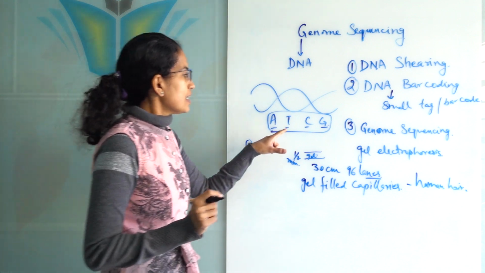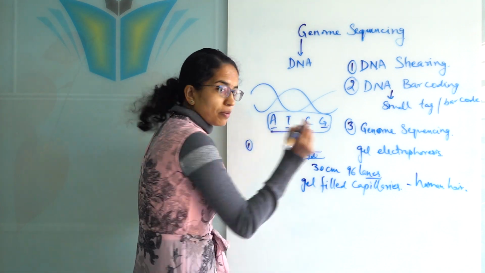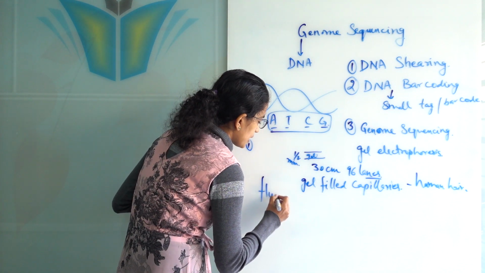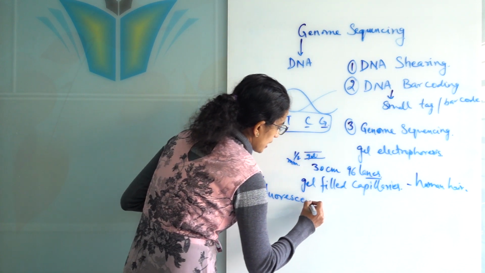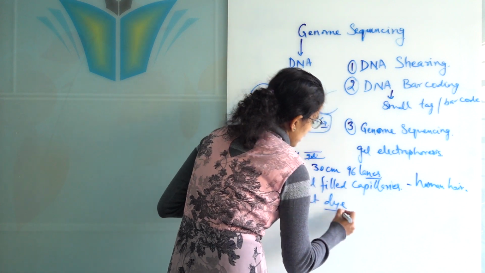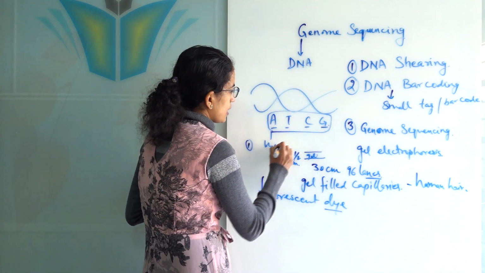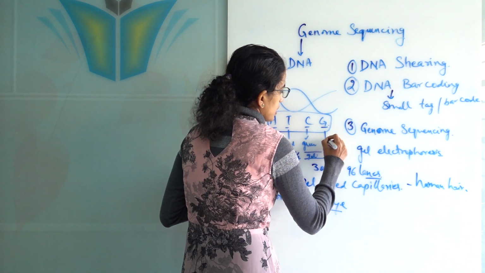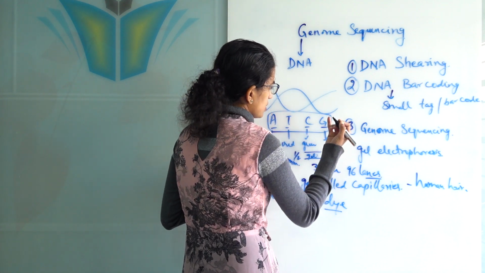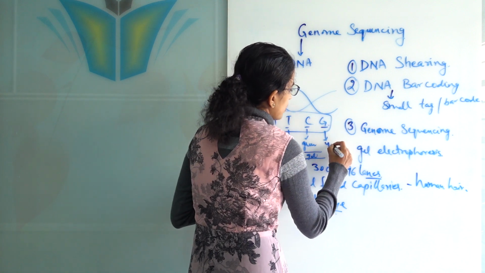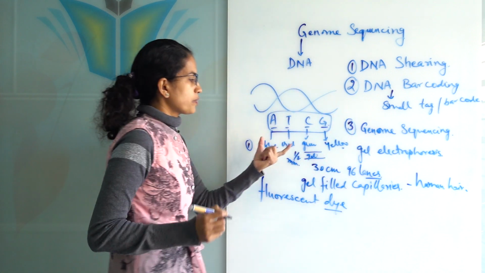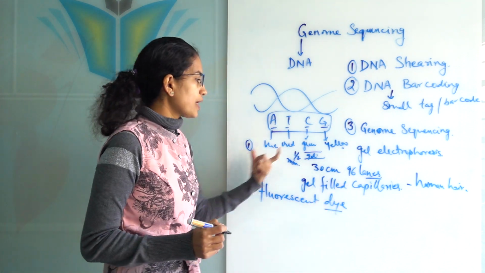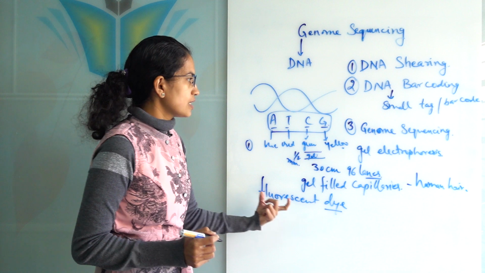Similarly, it happens here, and each of the base pairs is labeled with different dyes. We use fluorescent dyes for this. So let's say A is given blue color, T is given red color, G is given green color, and C is given some other color, let's say yellow. Each of those would be identified based on the color, and that's the only way you would be able to identify those DNA sequences.